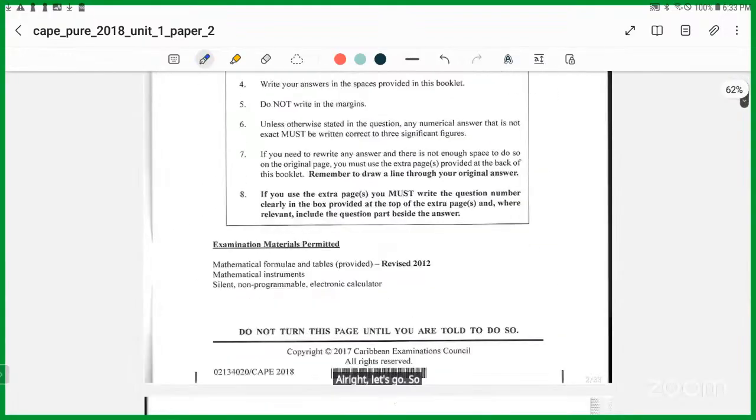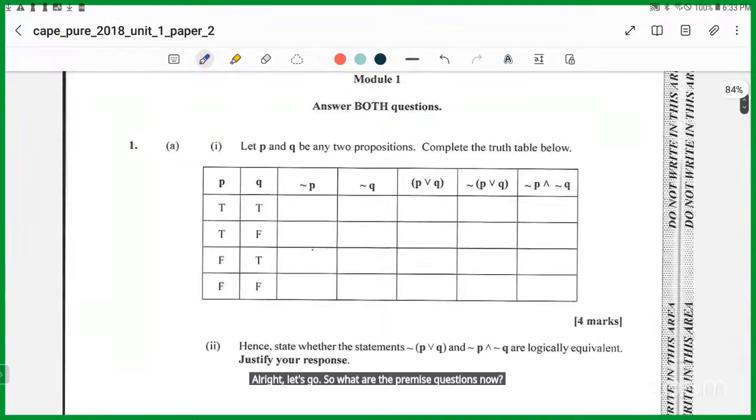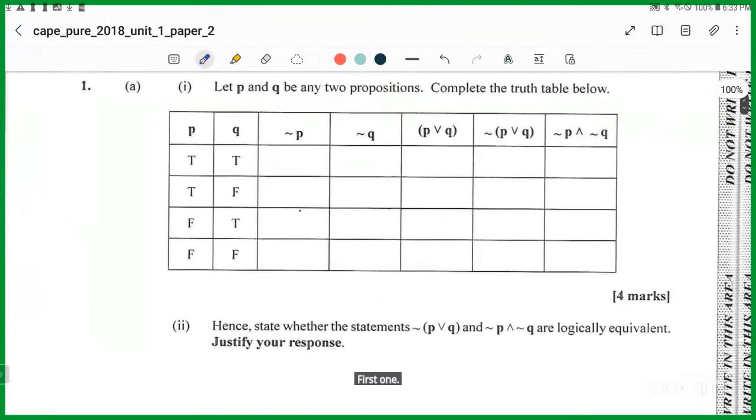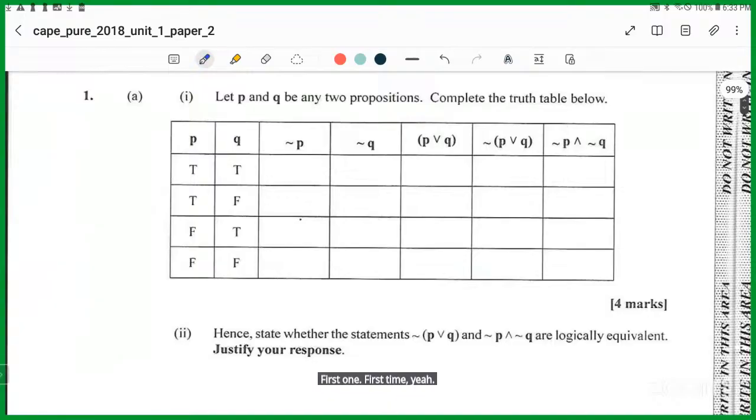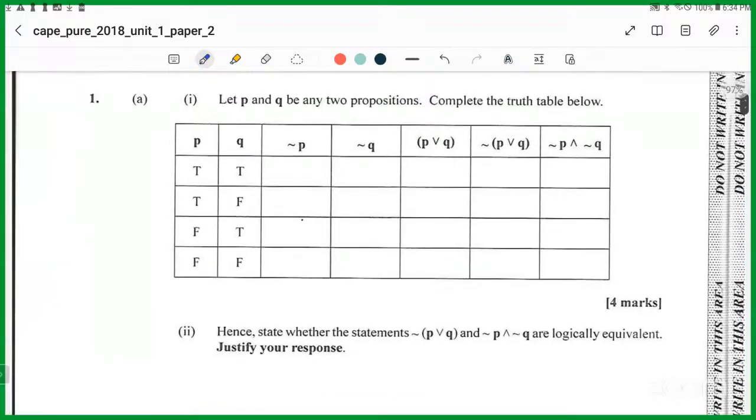So what are the pure maths questions now? First one here. This one says, let P and Q be any two propositions. Complete the truth table below. All right. So we start first right here, with the negation of this column. So not true is false. Not false is true.